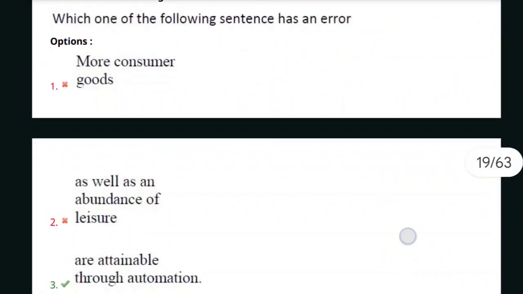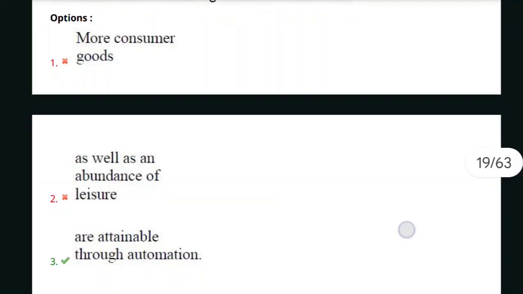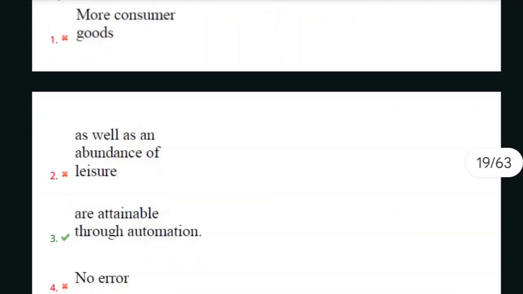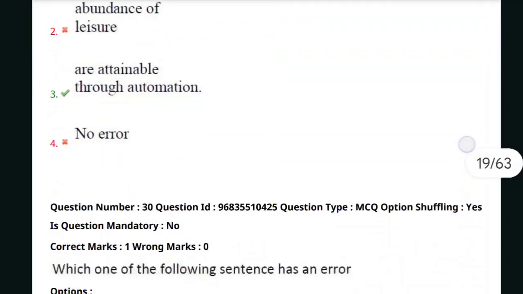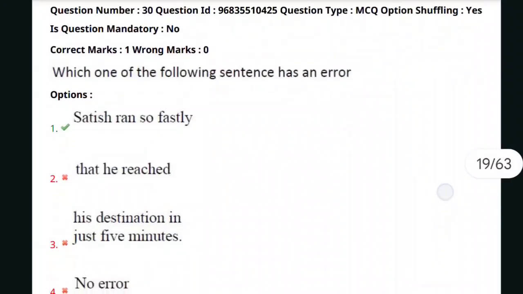29th question. Which of the following sentence has an error? Here they gave us 4 options. More consumer goods as well as an abundance of leisure are attainable through automation. Here the error is in the third option, that is, are attainable through automation. So here they gave us 4 options. We need to find the error in these sentences.